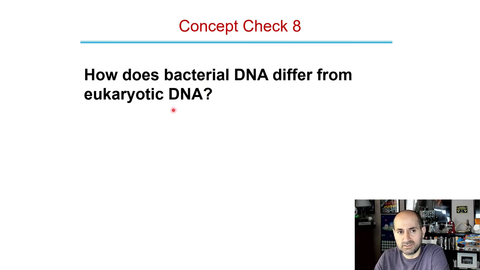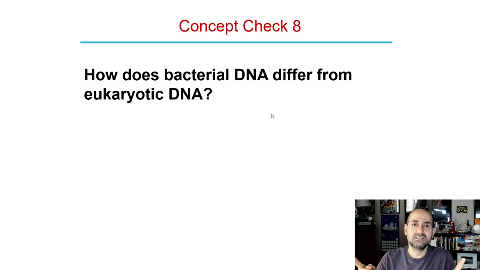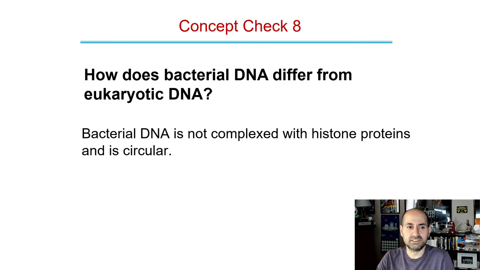So how does bacterial DNA differ from eukaryotic DNA? This is concept check 8. I just told you, bacterial DNA is circularized, and that differs from eukaryotic, which is linear DNA. Linear DNA has telomeres at the end. Eukaryotic DNA has telomeres at the end. Prokaryotic or bacterial DNA wouldn't have telomeres. It's round. Also, the chromatin of eukaryotes consists of DNA plus histone proteins. The chromatin of bacterial DNA is comprised of DNA and histone-like proteins. So bacterial DNA is not complexed with histone proteins and is circular.